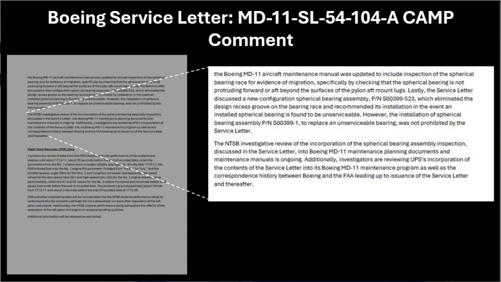What everyone chose to ignore was the next paragraph where the NTSB update mentioned, investigators are reviewing UPS's incorporation of the contents of the service letter into its Boeing MD-11 maintenance planning documents, and maintenance manuals is ongoing. Clearly, this was not a reference to design. This was a maintenance failure. As I mentioned earlier with a CAMP, the inspection program falls under the operator's CAMP.